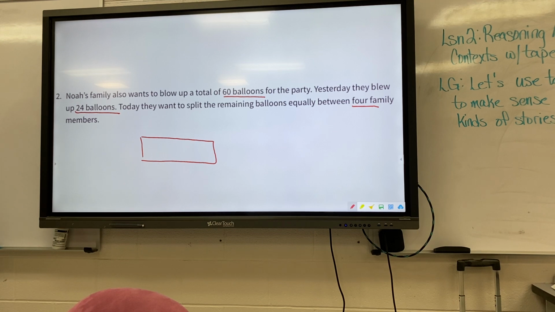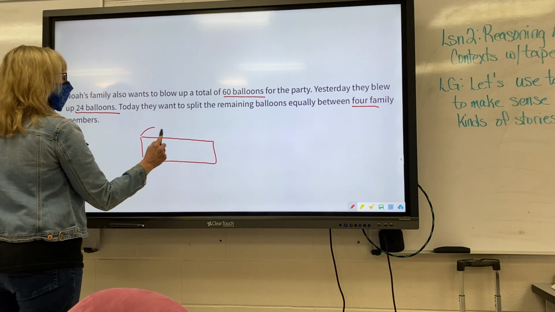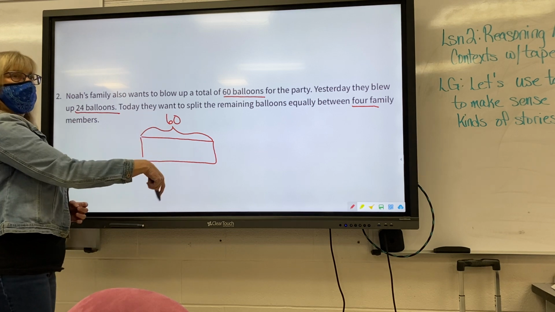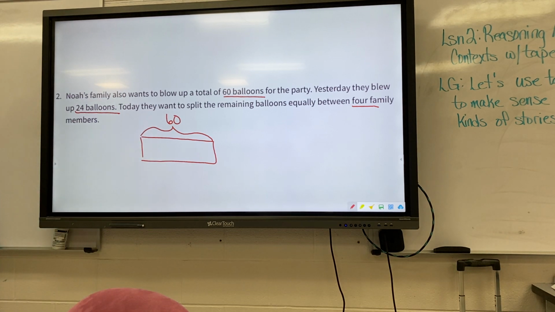What's the total? What's my tape diagram going to equal all together? 60 balloons. Okay, so this needs to equal 60. And it doesn't matter if you put it on top or on bottom. All right, now, what happens? They blew up 24 balloons.